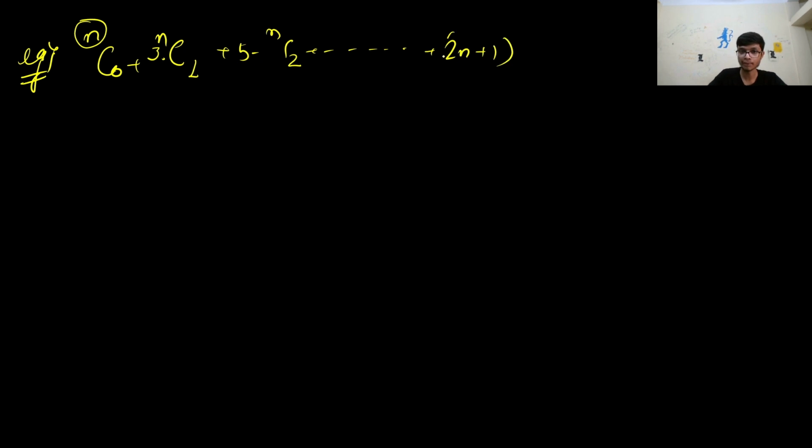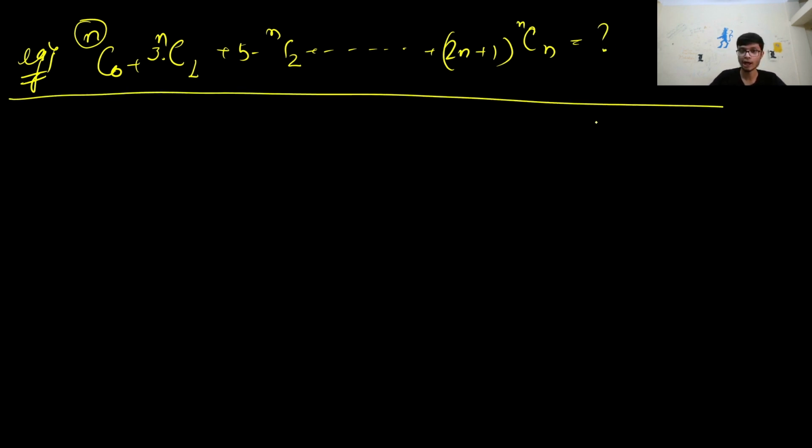But in today's discussion we'll end by taking up this problem. In this problem you have to calculate for NC0. If nothing is written in the upper suffix, you just remember it as n. So NC0 plus NC1 multiplied with 3 plus 5 times NC2, and so on up to (2n plus 1) times NCn, and this value is equal to how much? That's what the question is asking. A very straightforward question. How do we solve it?